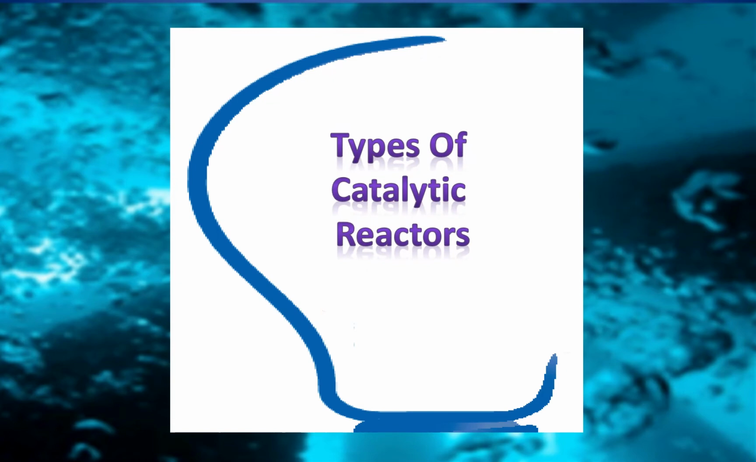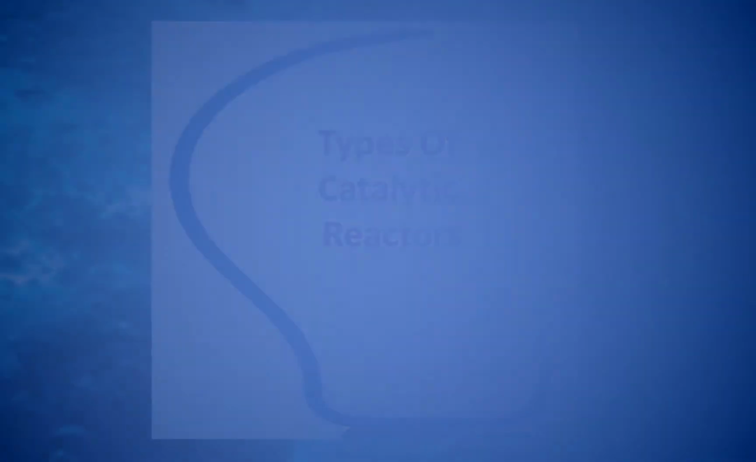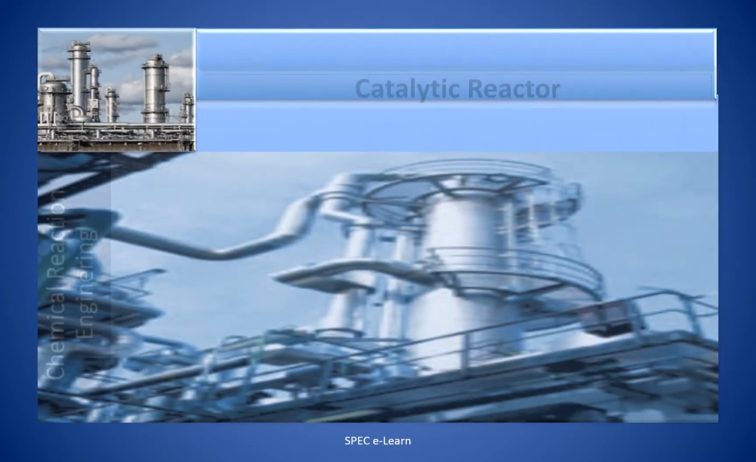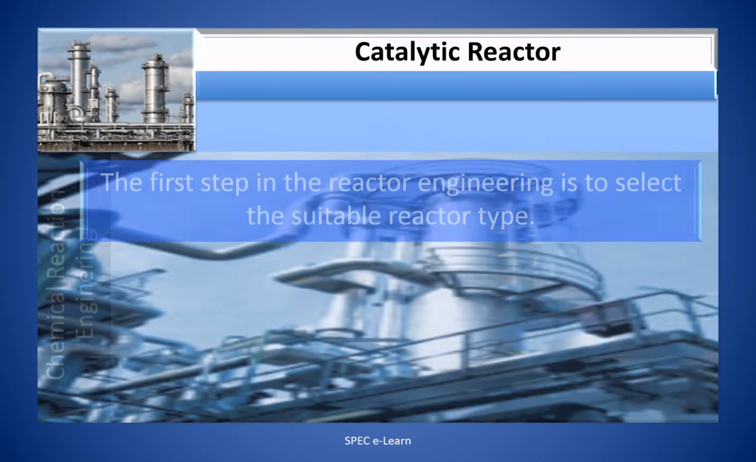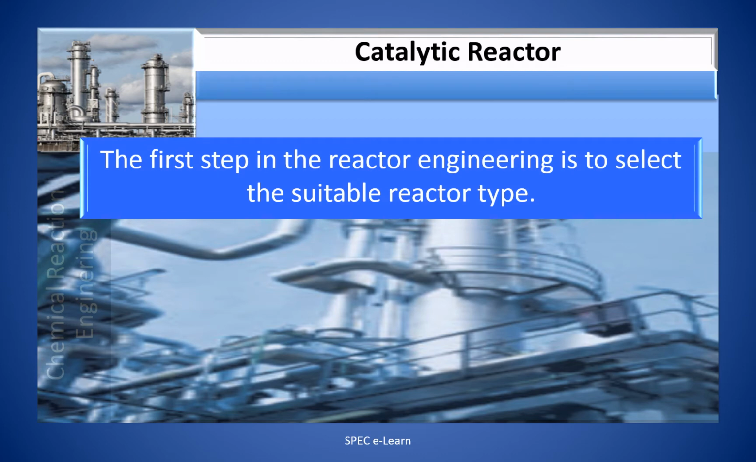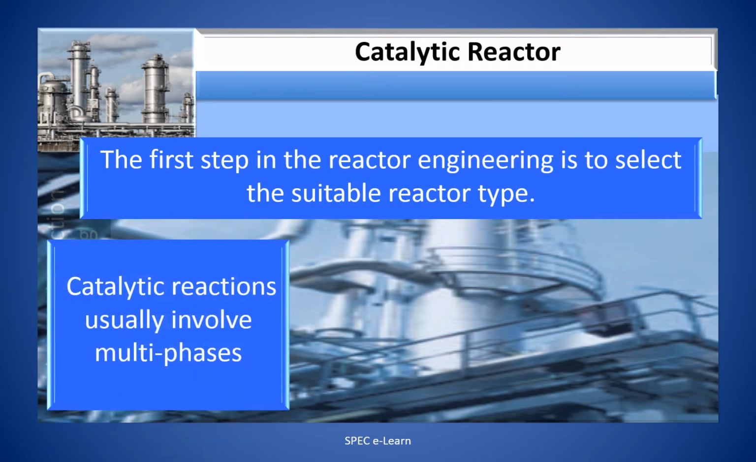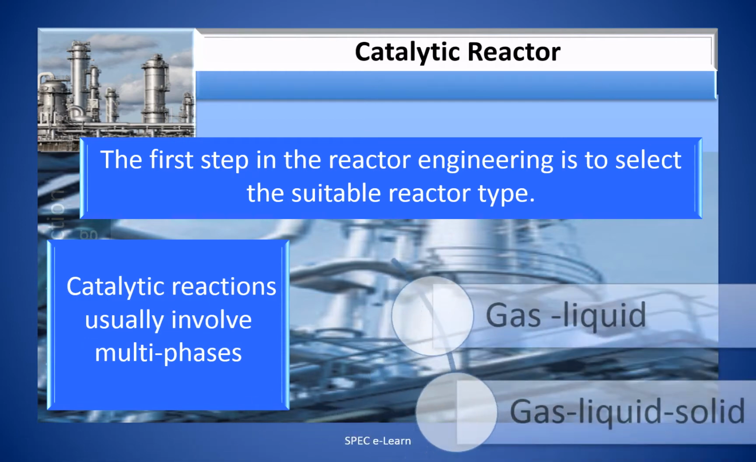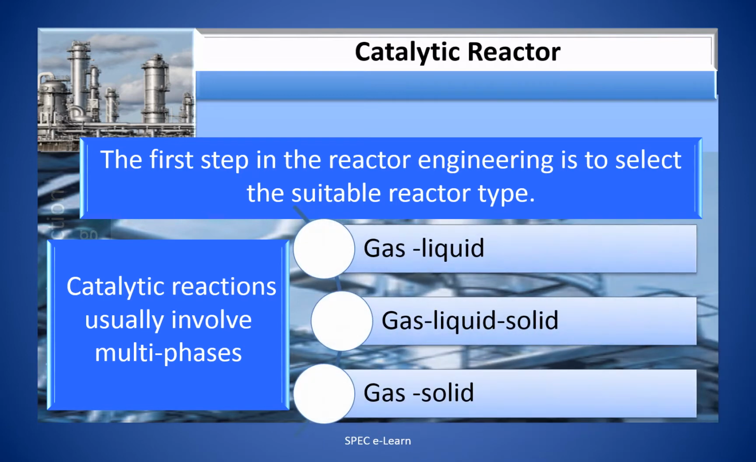Having understood the base of design of catalytic reactors, let us now move on to have a look at the type of catalytic reactors. The first step in the reactor engineering is to select the suitable reactor type. Catalytic reactions usually involve multi-phases: gas liquid, gas liquid and solid, gas and solid.